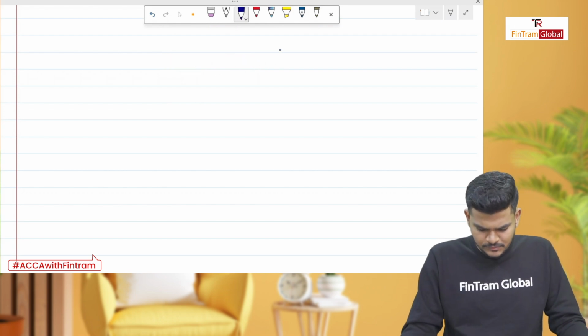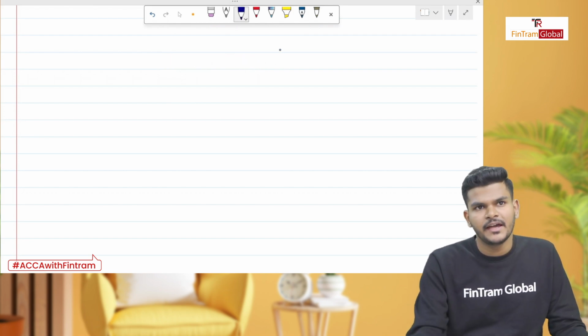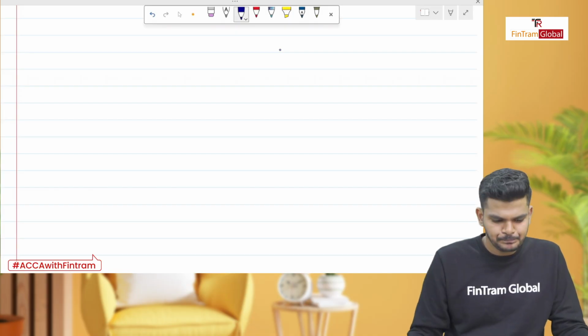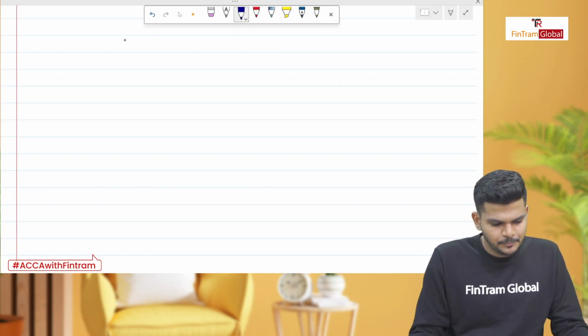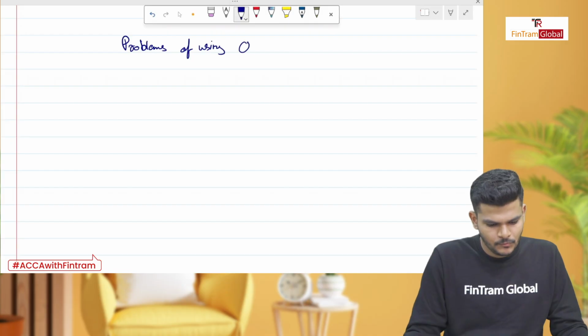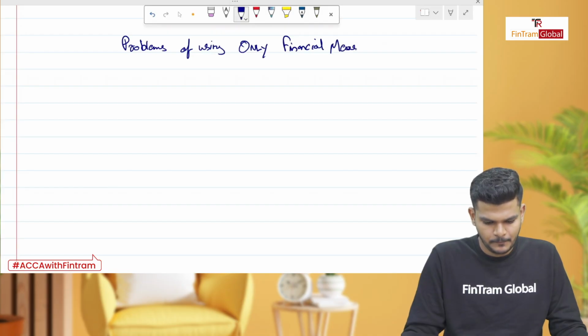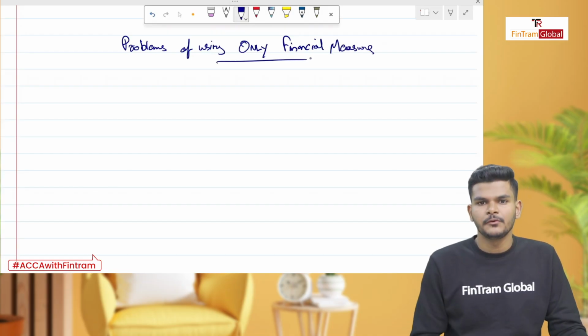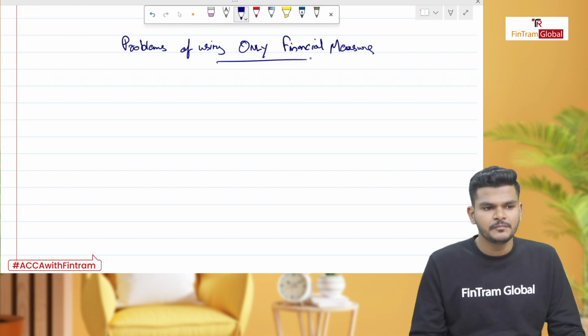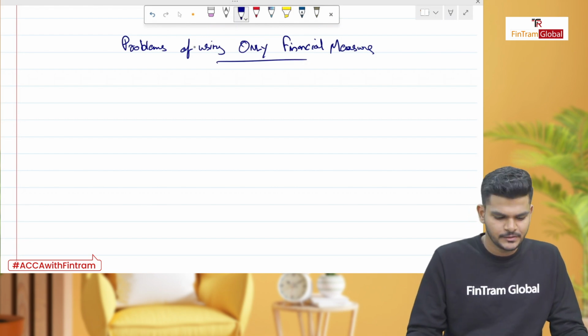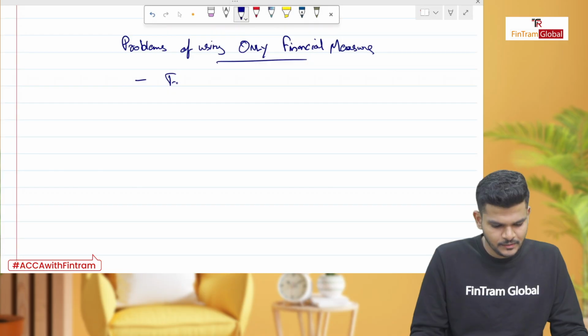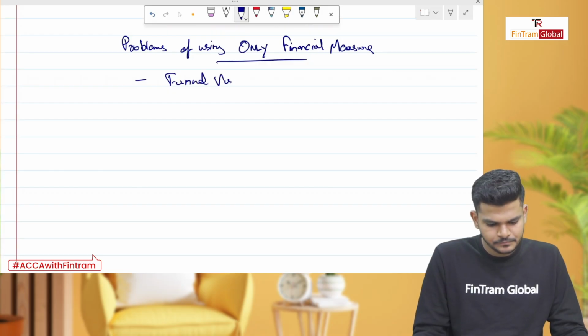All right. Then let's move on to another one, shall we? Another topic that we could think of would be the problems of using only financial measures. Okay, folks. So what are the problems of only using financial measures? Well, I'll tell you the first problem. There would be tunnel vision, right?